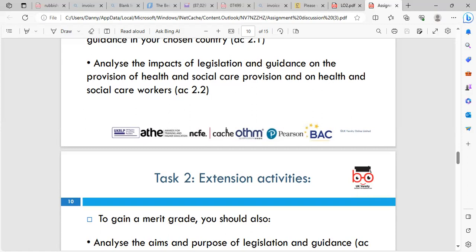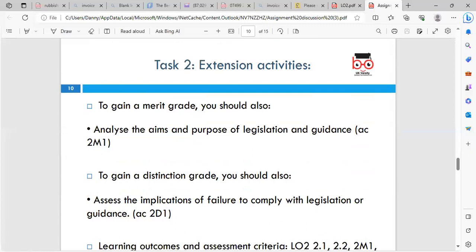And then lastly, analyze the impact of legislation and guidance on the provision of health and social care and on health and social care workers. Analyze the impact of the legislation and guidance on health and social care provision and on health and social care workers. Any questions, or should we proceed?